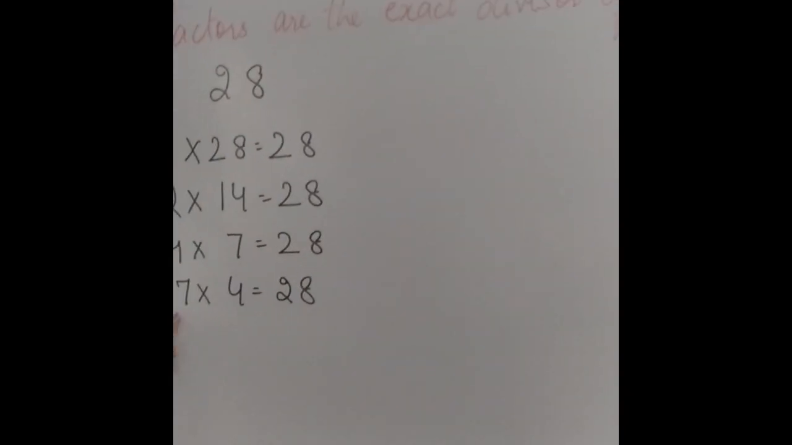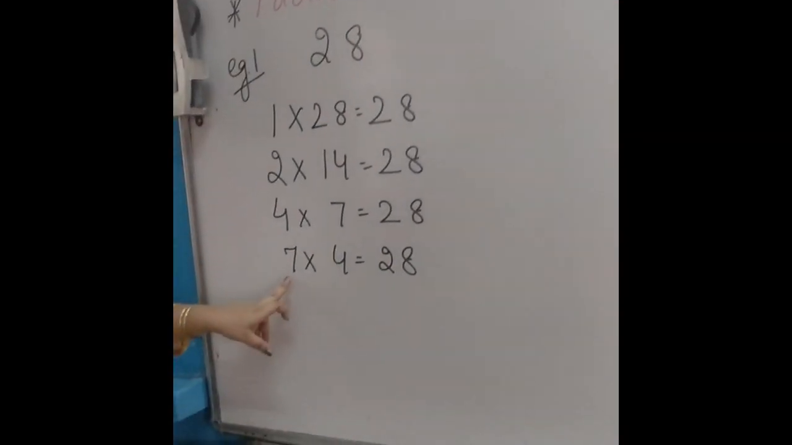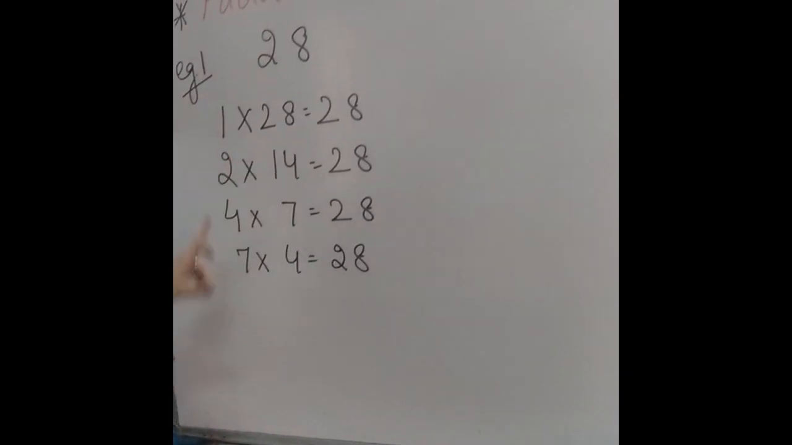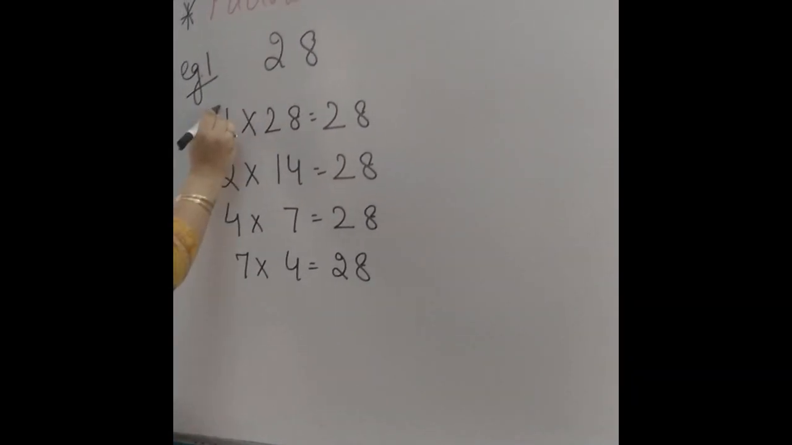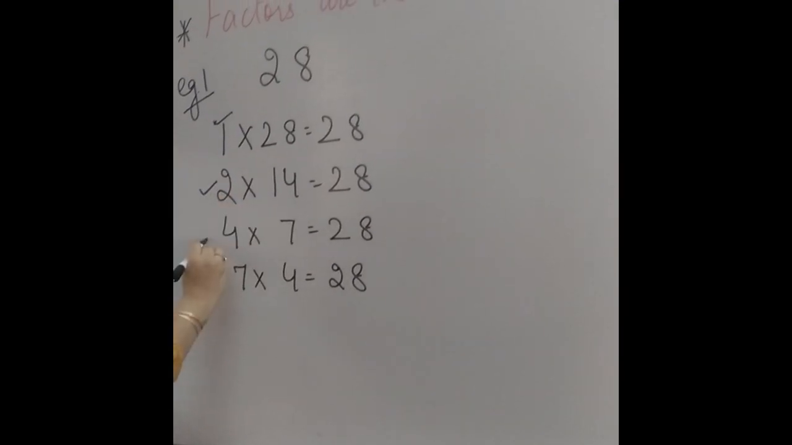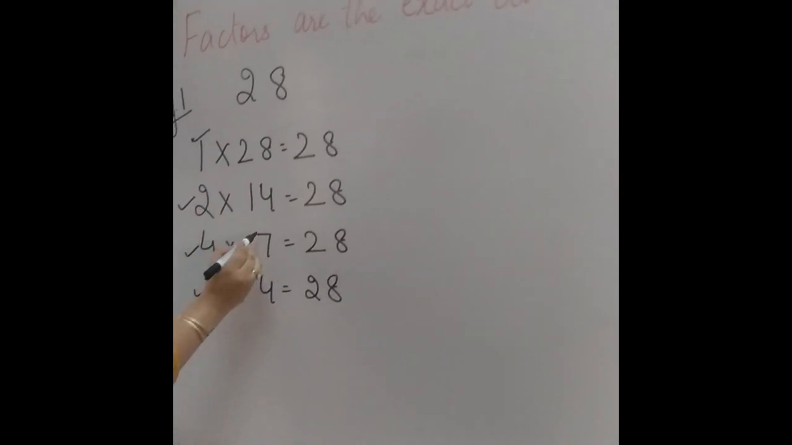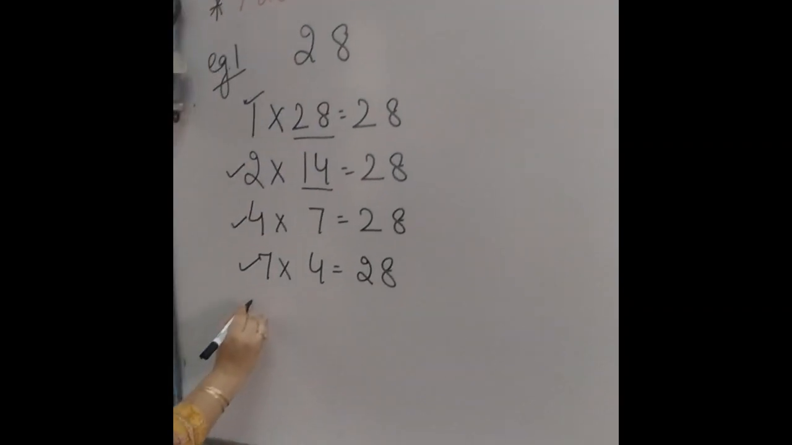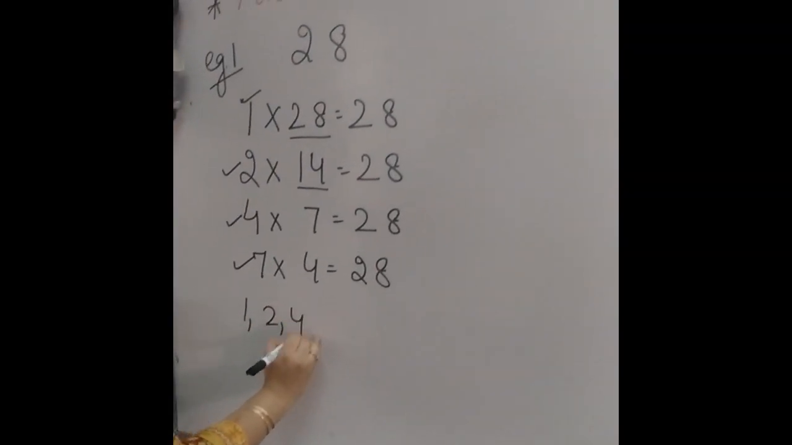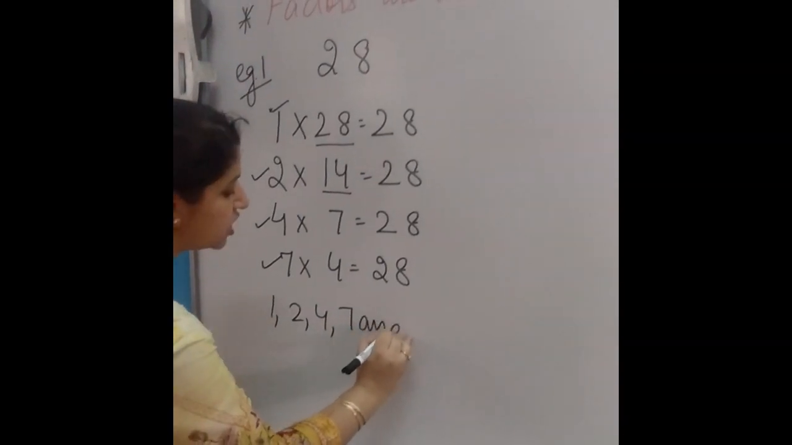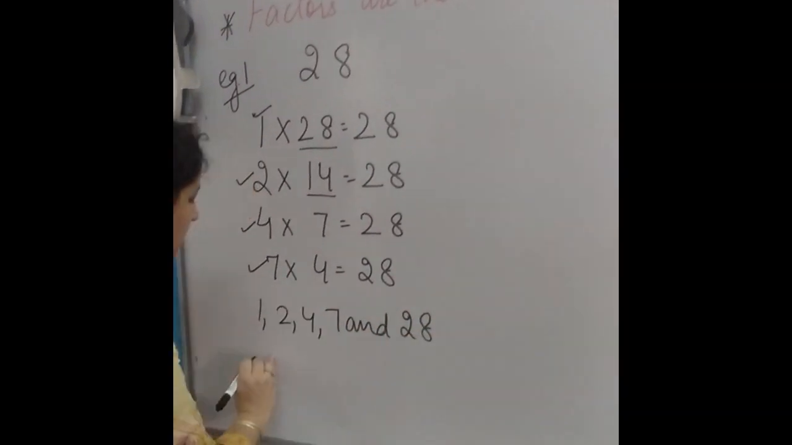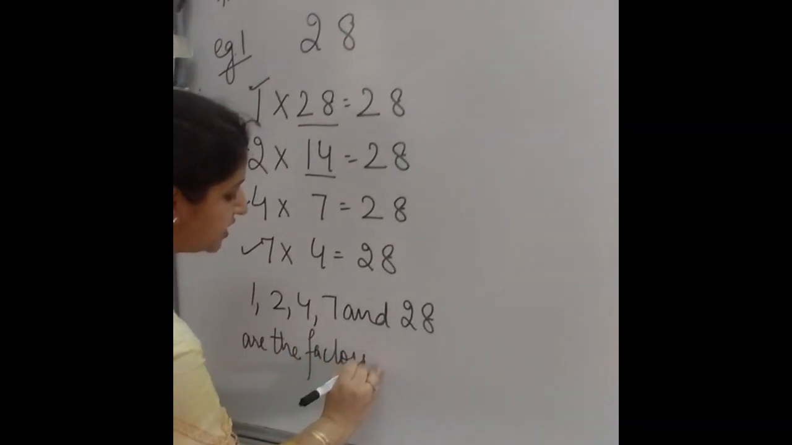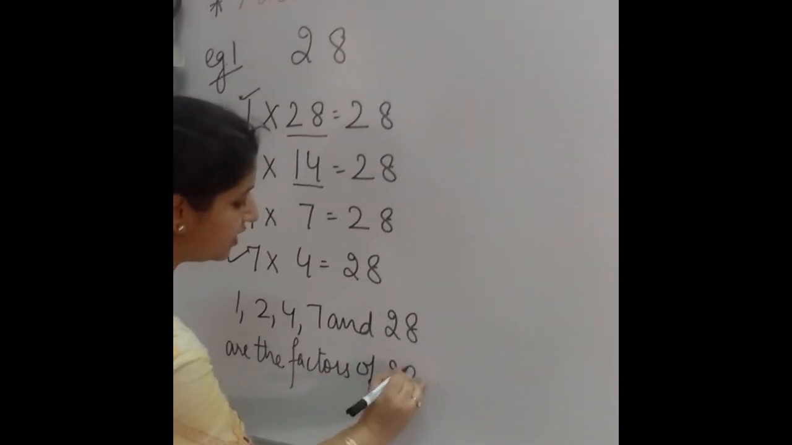Now children, when you see the numbers are going to repeat, like 7 4s are 28, we are going to stop here. So what are the factors of 28? 1, 2, 4, 7. Then start from here, 14 and 28. So I'm going to write 1, 2, 4, 7, 14 and 28 are the factors of 28. Clear?